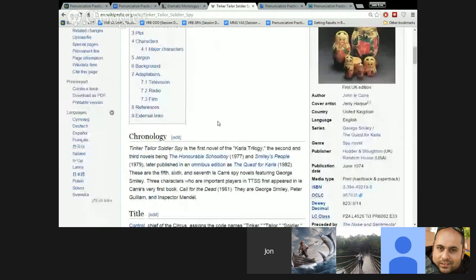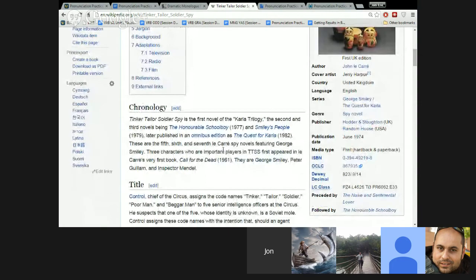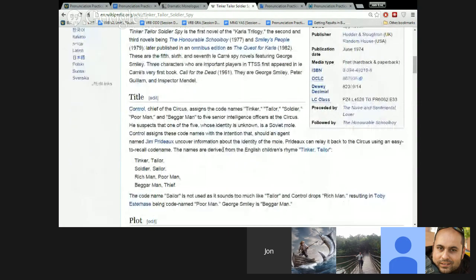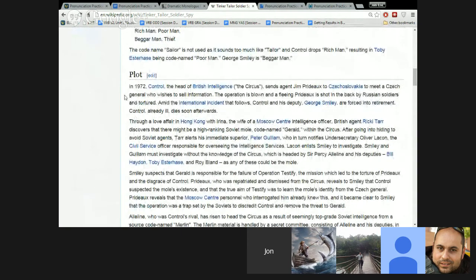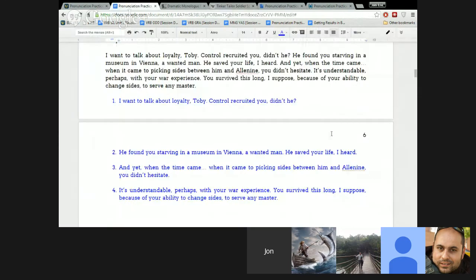Do we have the time? Does it say when it takes place? Plot. In 1972, Control. It's 1972. Wow, it's a lot later than I thought. I thought it was the 50s. Okay, but it's the 70s. So it's kind of the height of the Cold War. And that's it. So that's what it's about, just to give you a little bit of background. Now, last question. What do you think all this means?